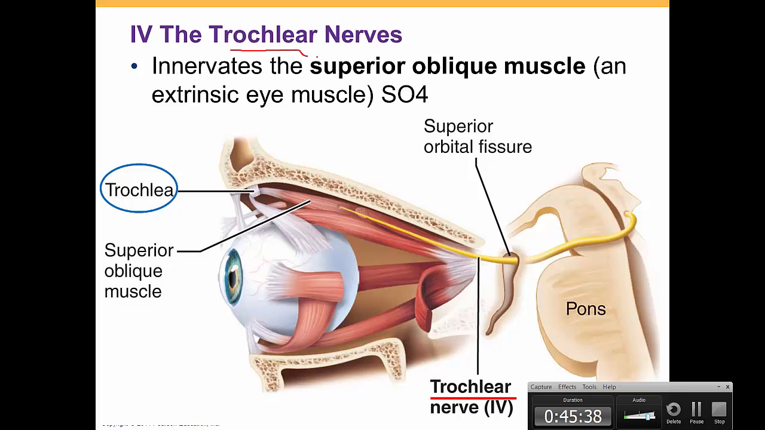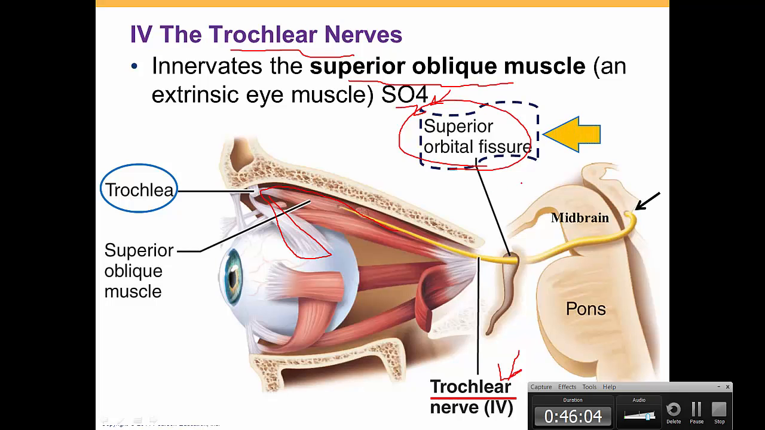The next nerve is my trochlear nerve, which is number 4, SO4. So superior oblique muscle is supplied by cranial nerve number 4. So this muscle here travels like this and makes an angle. So that's why it's called an oblique muscle. And this one is supplied by cranial nerve number 4, the trochlear nerve, which enters the skull, enters the orbit through the superior orbital fissure as well, and comes from the midbrain.